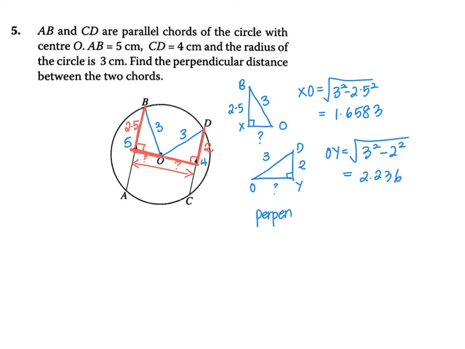So the perpendicular distance between these two chords will now be adding the two distances up, 1.6583 plus 2.236. And that gives me 3.8943, rounding it off.